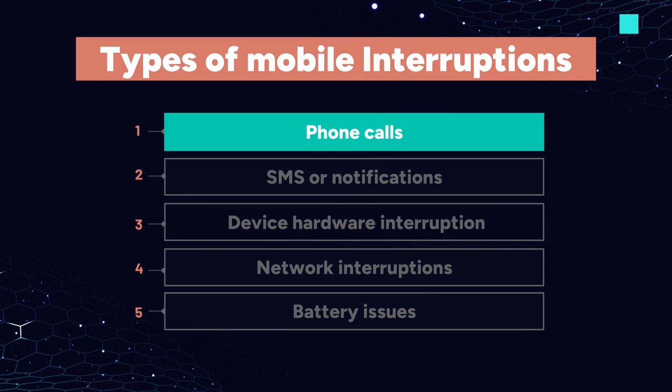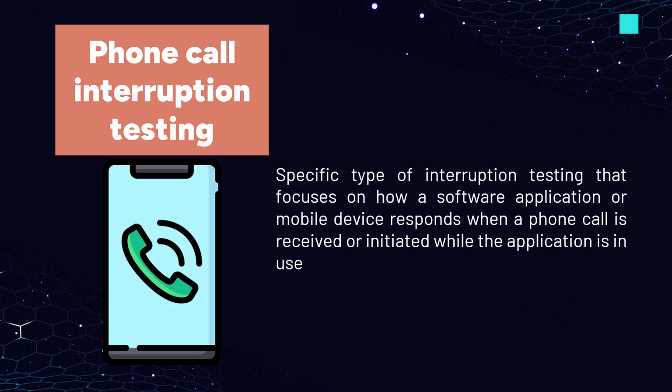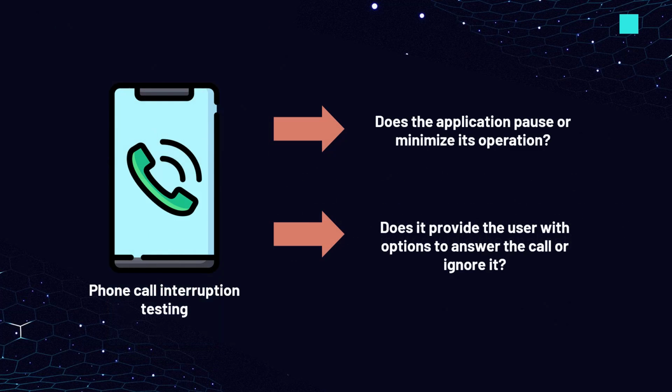The first one is phone calls. Phone call interruption testing is a specific type of interruption testing that focuses on how a software application or mobile device responds when a phone call is received or initiated while the application is in use. Several questions that the QA engineer tries to answer during call interruption testing include: does the application pause or minimize its operation? Does it provide the user with options to answer the call or ignore it?